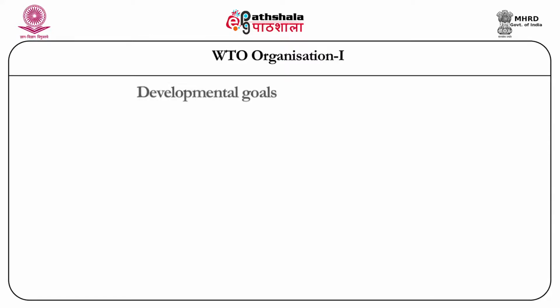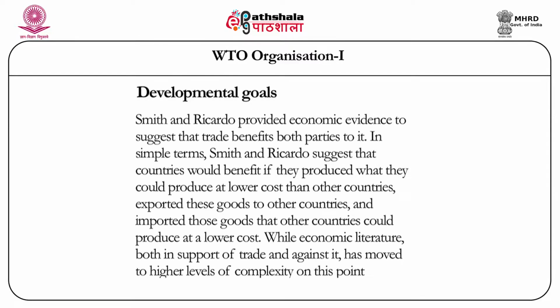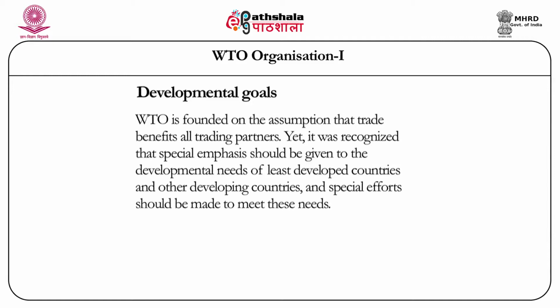Now we will understand the development goals of the WTO. Smith and Ricardo provided economic evidence to suggest that trade benefits both parties to it. In simple terms, Smith and Ricardo suggest that countries would benefit if they produce what they could produce at lower cost than other countries, exported these goods to other countries and imported what goods that other countries could produce at a lower cost. While economic literature, both in support of trade and against it, have moved to higher levels of complexity on this point, WTO is founded on the assumption that trade benefits all trading partners.